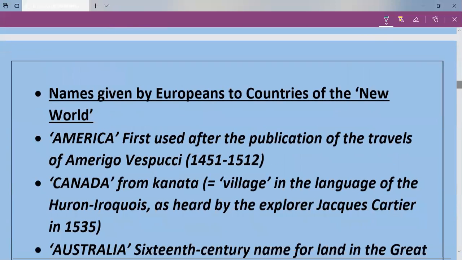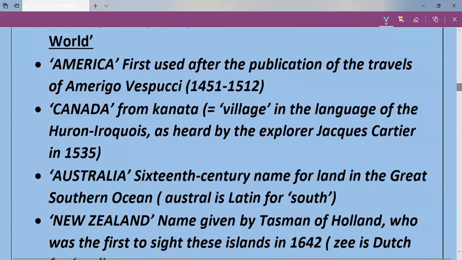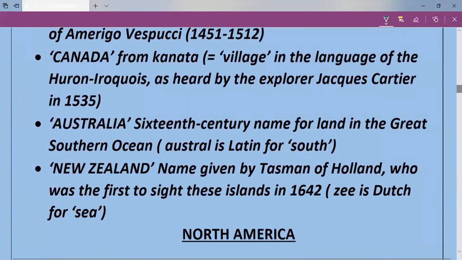Now, the names given by Europeans to the countries of the New World. America was first used after the publication of Travels of Amerigo Vespucci. From his name, the word America came. Canada comes from Kanata, a village in the language of the Iroquois, as heard by the explorer Jacques Cartier. Then Australia, a 16th century name for land in the Great Southern Ocean. New Zealand, a name given by Tasman of Holland, who was the first to sight these islands in 1642. So that is how these places got their names.